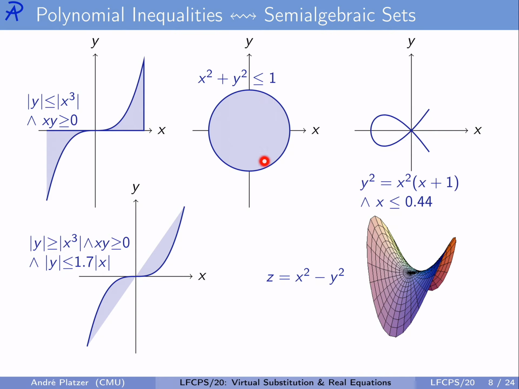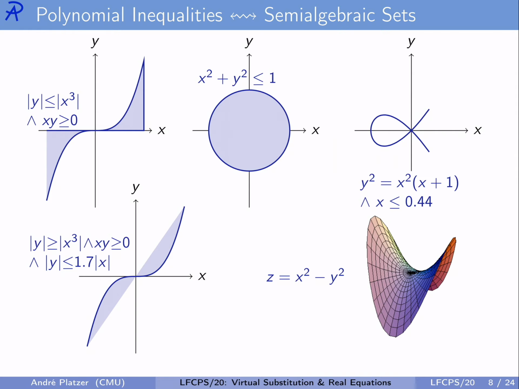Here you've got the solid disk, the set of all points where x squared plus y squared is less or equal to 1, so including the circle, but also any point in between. Here's the set of all points where y squared is x squared times x plus 1, and x is at most 0.44, that's this region, but not over here anymore. This blue region corresponds to that.